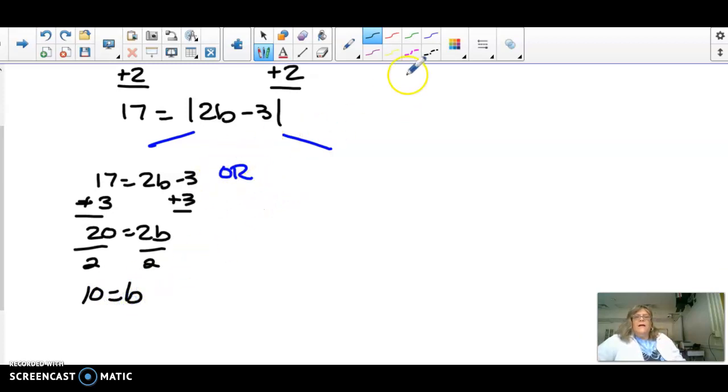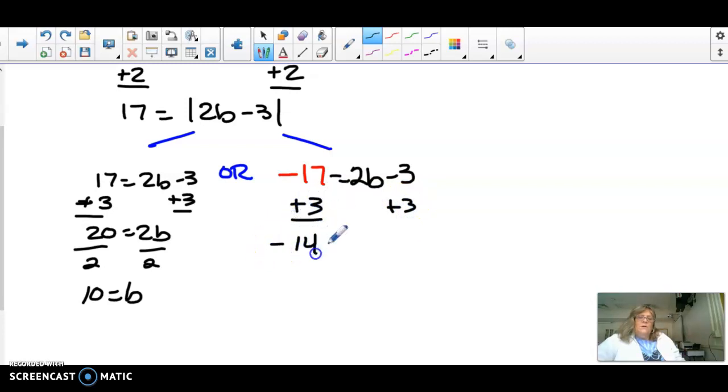Now over here on this side, remember when you do the OR part, you take the opposite of what it was set equal to. So instead of 17, it's going to be negative 17 is equal to what was inside the absolute value sign. Again, we're going to add 3 to both sides. That's going to give me negative 14 is equal to 2b. Divide by 2. So I have negative 7 is equal to b. So we actually have two answers that we can have for this one.